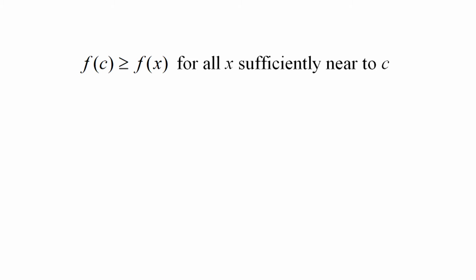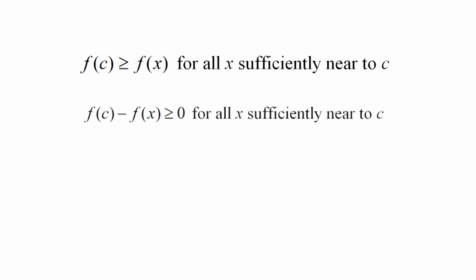Suppose f has a local maximum at x equal to c. Then f of c is greater than or equal to f of x for all x sufficiently near to c. That is, f of c minus f of x is greater than or equal to 0 for all x sufficiently near to c.